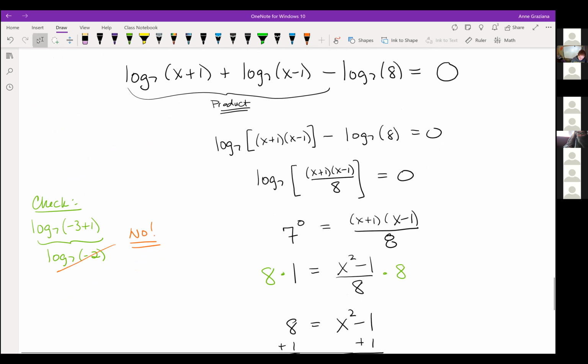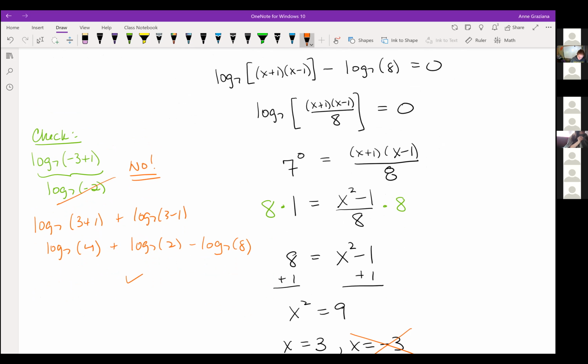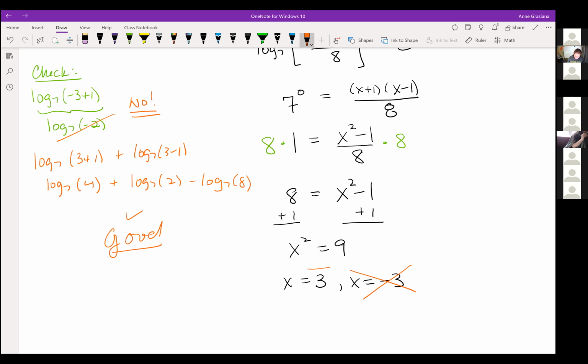We can see if we do log base 7 of 3 plus 1, that's fine. It's going to be log base 7 of 4. And then plus log base 7 of 3 minus 1. This is log base 7 of 2. And then you have minus log base 7 of 8, which doesn't require anything. And this is good. No domain issues. So this one's going to work. Any questions?